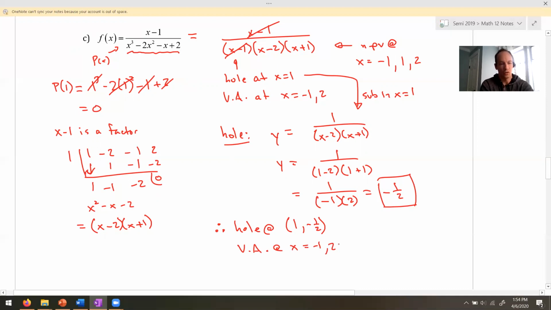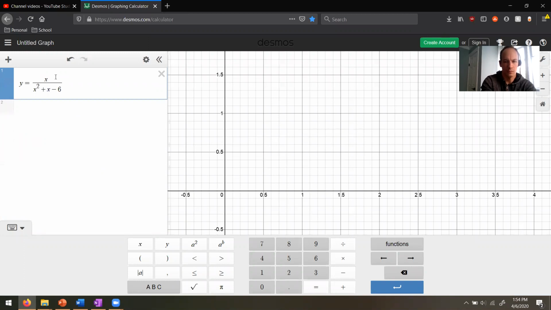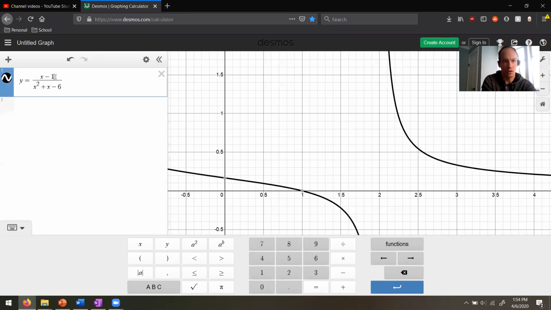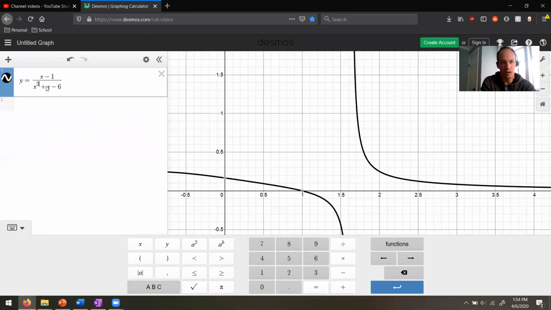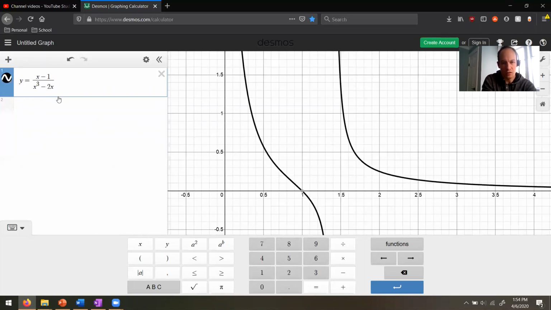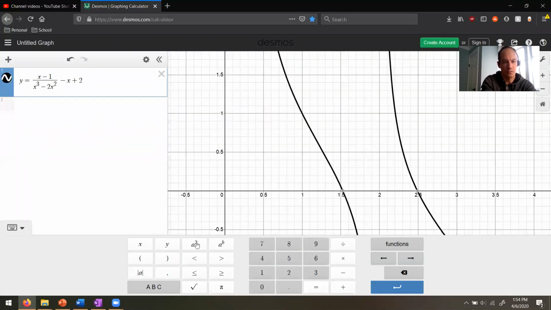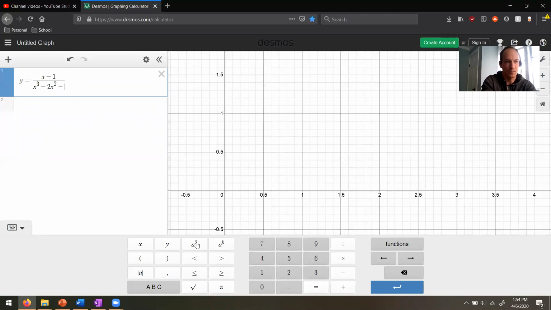Okay, I just did all that work. Now I would like to check it. So I'm going to see if I can remember all this and type it into Desmos. x minus 1 on top, and what we had here was x cubed minus 2x squared minus x plus 2. Nice. Okay, Desmos, stop it.